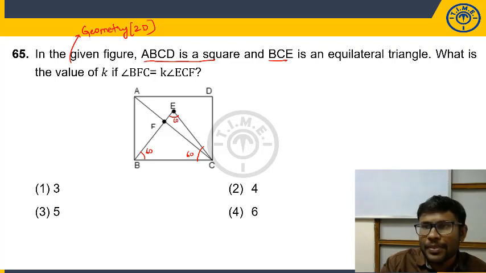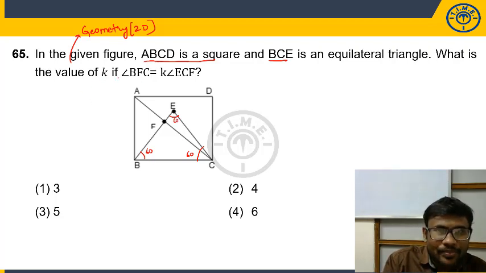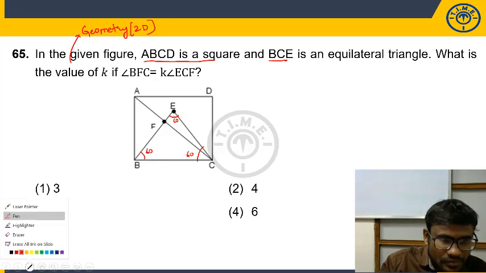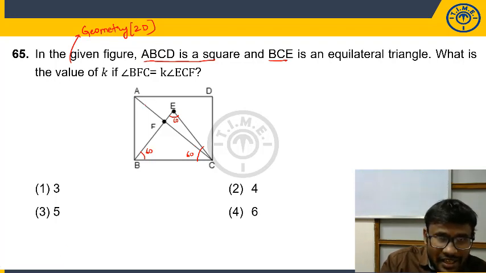Okay, fine. What is the value of K if angle BFC is equal to K into angle ECF? So we have to find out ECF. Now, AC is a diagonal, no? So this has to be 45 degrees. The total angle here is 60 degrees, so with this being 45, this has to be 15 degrees, obviously.